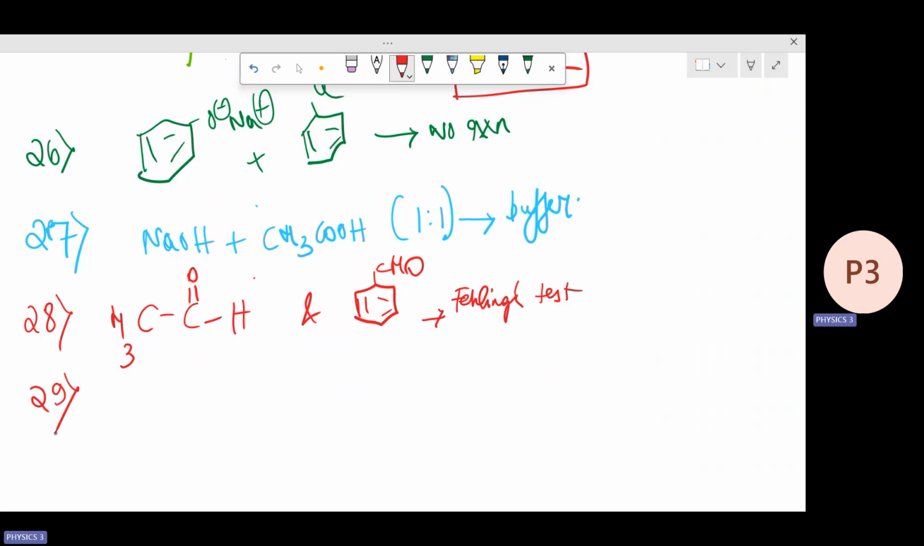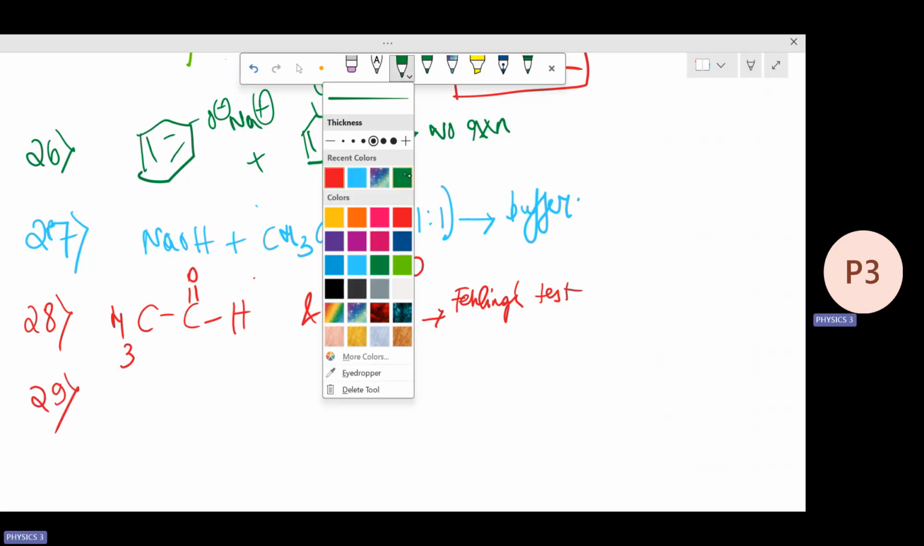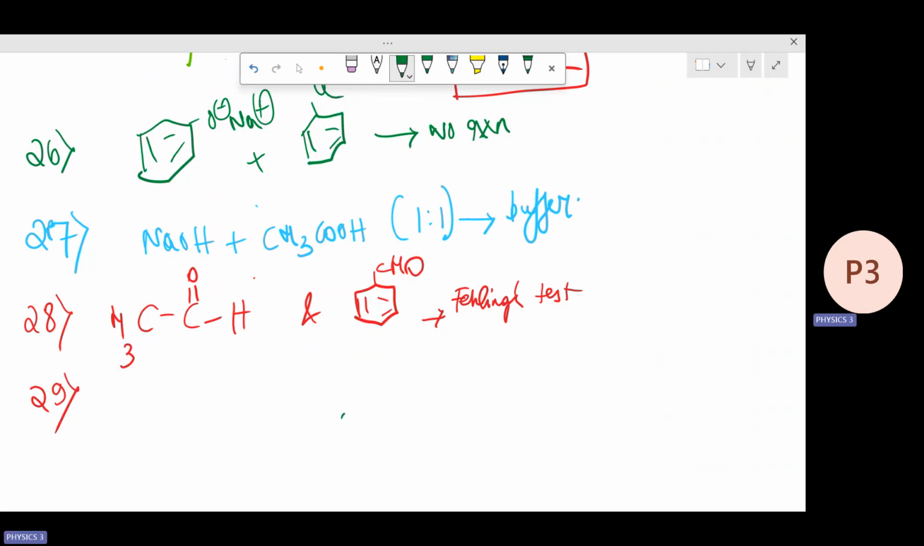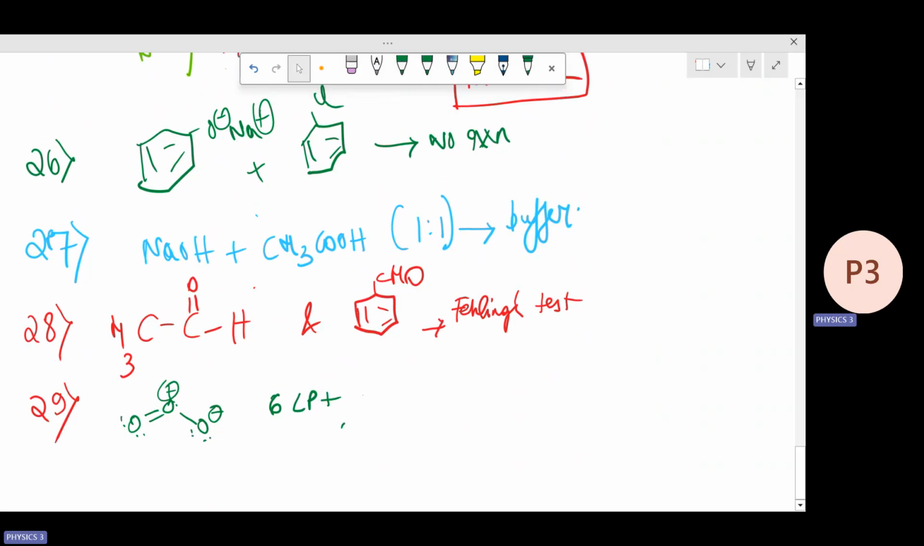Next, in case of 29, they're asking the ratio of lone pair to bond pair in the ozone molecule. I hope everyone knows this is my ozone molecule, and when we calculate the number of lone pairs, we find that a total of 6 lone pairs are there, and the number of bond pairs in this case is only 3. So the ratio is 6:3, that is nothing but 2:1, the ratio of lone pair and bond pair.